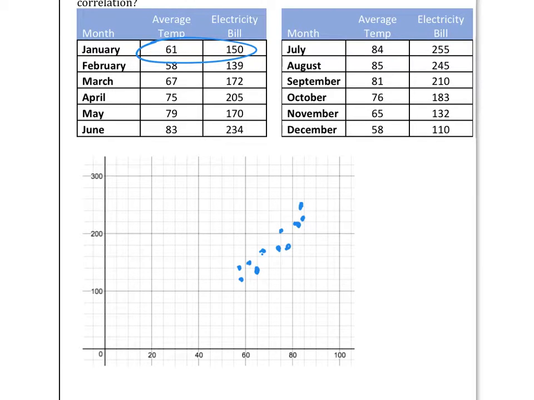Did you guys finish graphing? Yeah, just quickly put those 12 points on there. What do you guys think? Is there like a definite relationship between the temperature and electricity bill? Yeah, kind of like right now, right? So what's the trend? What's going on? It's going up. So what does that actually mean? Like when you see this data, what kind of information does it tell you?